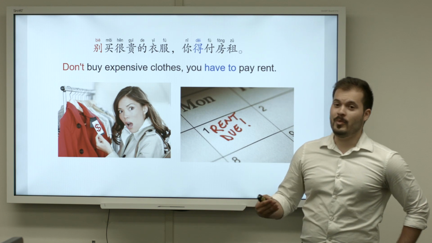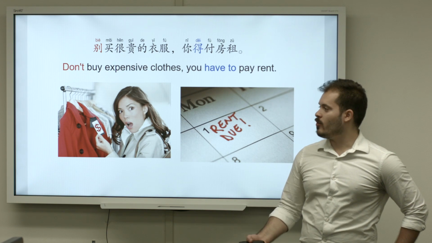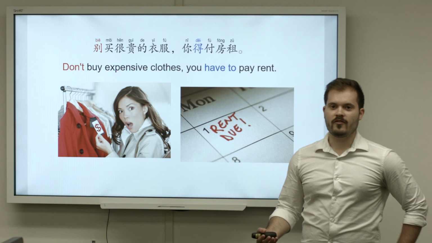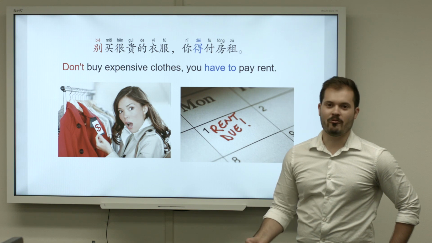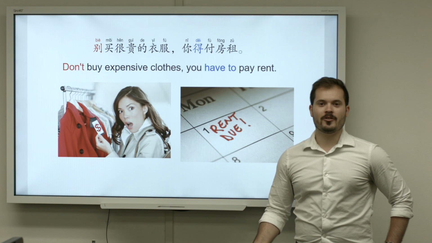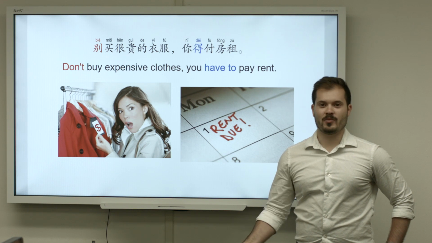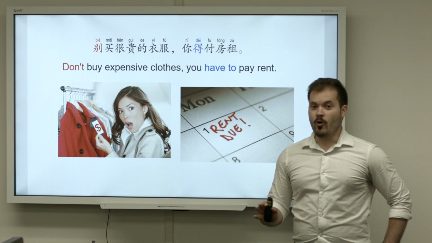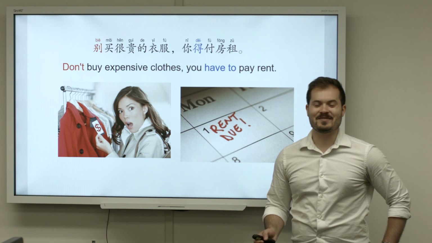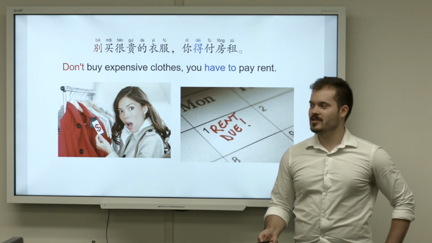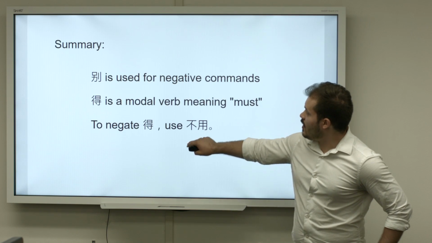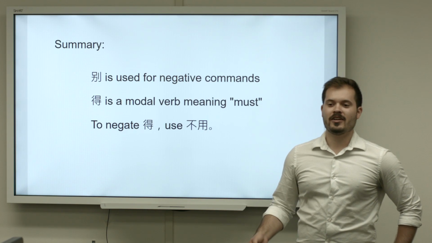Or 别买很贵的衣服, don't buy expensive clothes. 你得付房租, you have to pay rent. 付房租 is to pay rent, and 得 here is expressing an obligation. We all have to pay our rent. So don't buy expensive clothes. 别买很贵的衣服，你得付房租. So I hope those examples sort of clarified it.